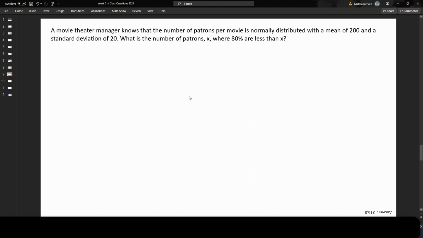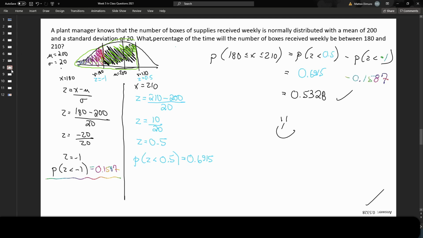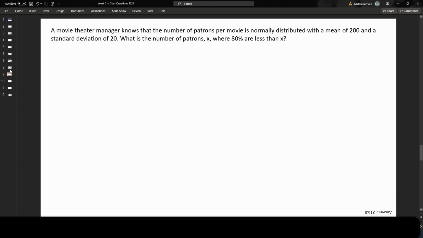Another one. A movie theater manager. Well, movie theaters are probably going to not be a thing anymore. Knows that the number of patrons per movie is normally distributed, great, with a mean of... Is this the same question? Oh, no, sorry, same numbers, different question. Wow, okay. Man, if it confused me, it'll confuse you. So mean of 200, standard deviation of 20, but this time, what is the number of patrons, X, where 80% are less than X? Huh, what? What the heck's it talking about?